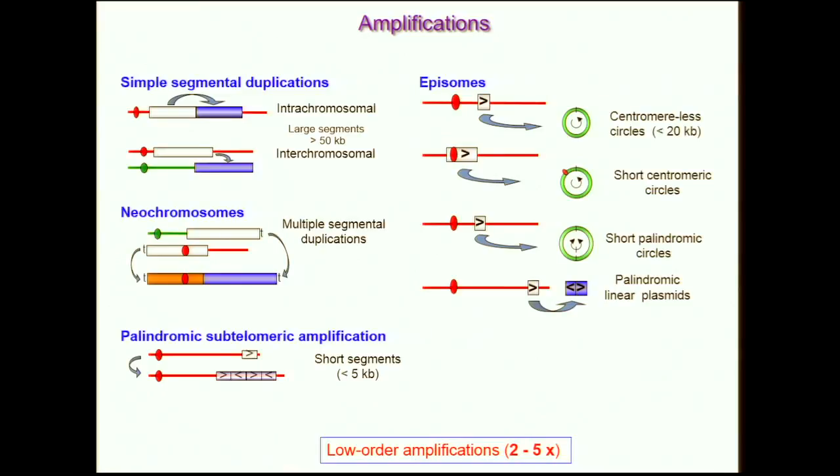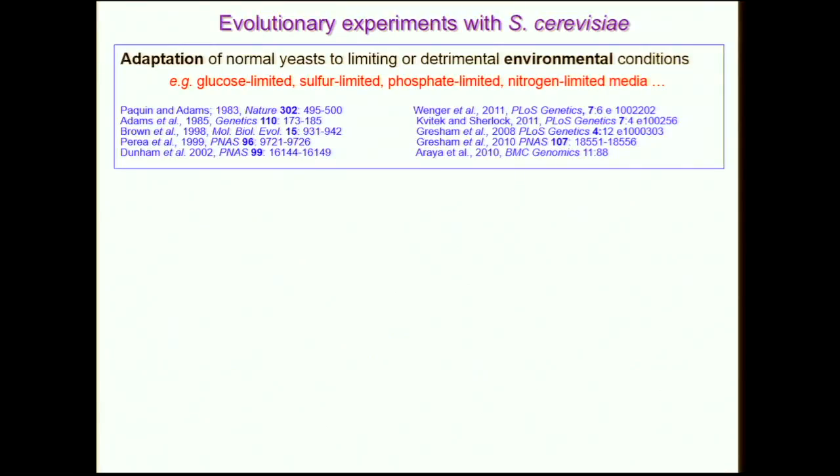And of course, we have episomes of various sorts, usually centromere-less, some with centromere but very short, and palindromic center. This corresponds to low-order amplification, usually duplications, sometimes up to 3, 4, 5 copies, but no more. Okay? And the literature about evolution in Cerevisiae is plentiful.